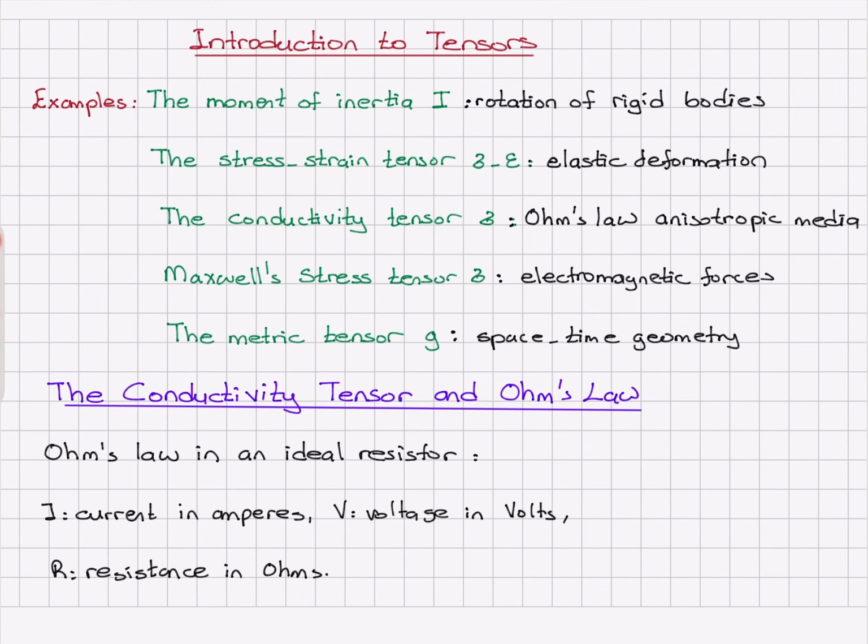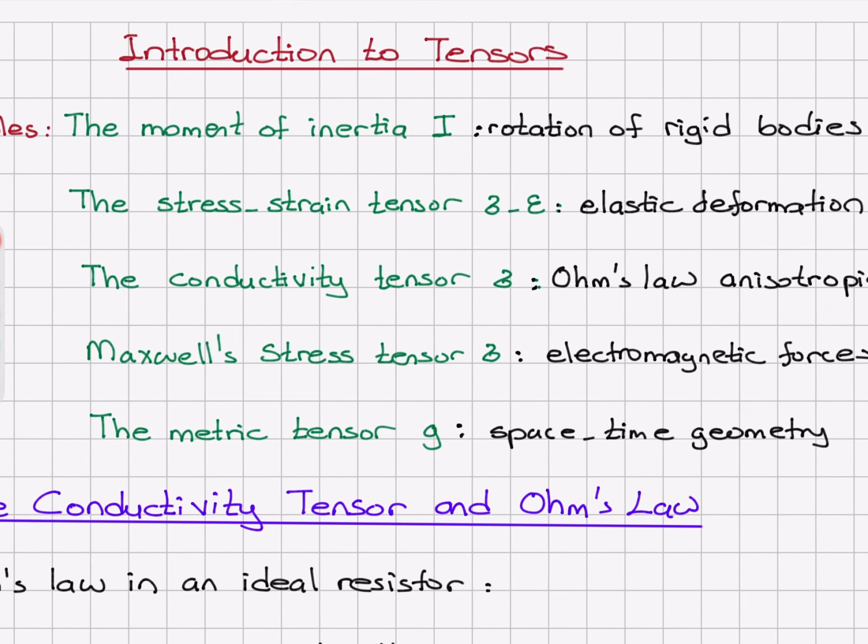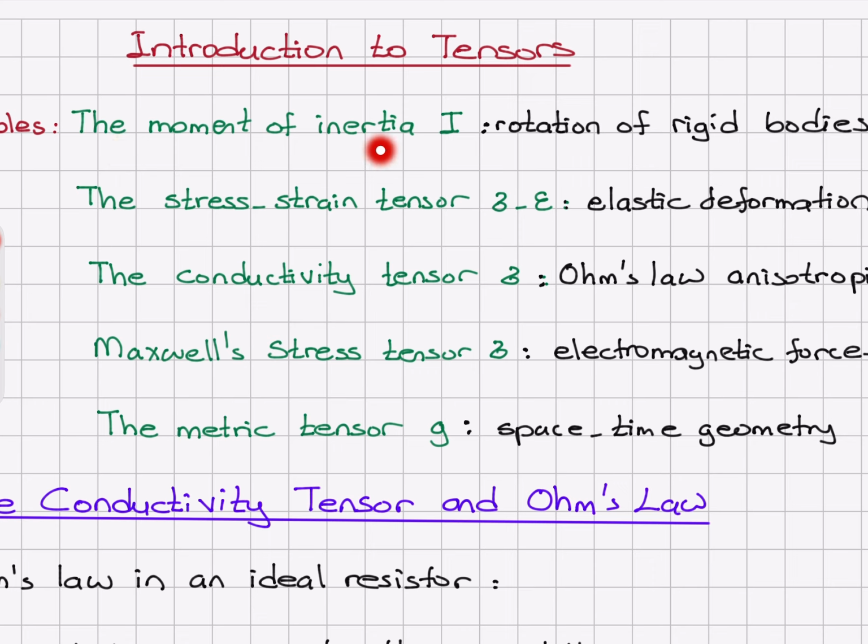Introduction to tensors. Now, tensors are used in many different contexts in physics. For example, the moment of inertia tensor is used to describe rotation of rigid bodies. For example, torque is equal to I alpha, angular acceleration. The stress-strain tensor, sigma epsilon, is used to describe elastic deformations.